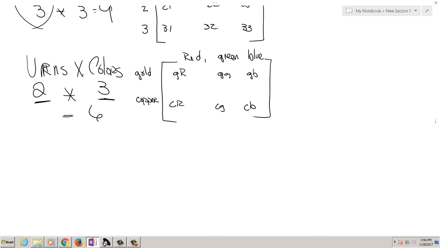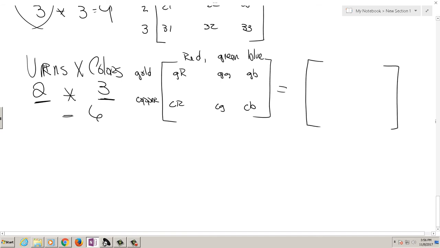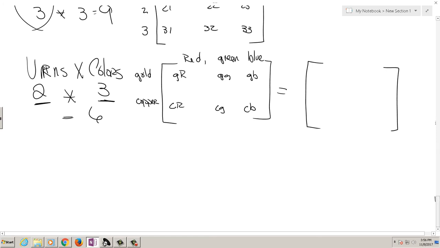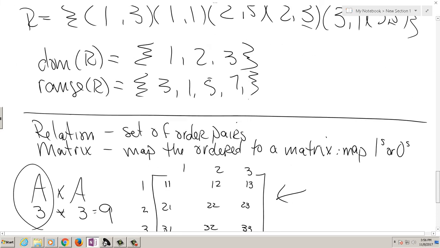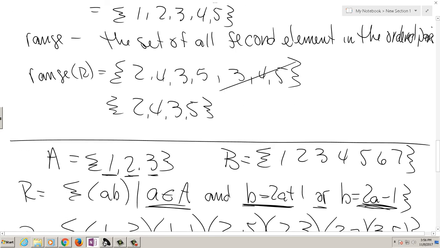But the whole point of this exercise was that the matrix of a relation is when I am mapping elements in the relation, or ordered pairs in the relation, to the matrix. So it's important that I know where each one of the individual cells are. So I'm going to go up there and grab that relation that we have for urns and colors, and drag it down here and see if we can map it to that Boolean matrix.